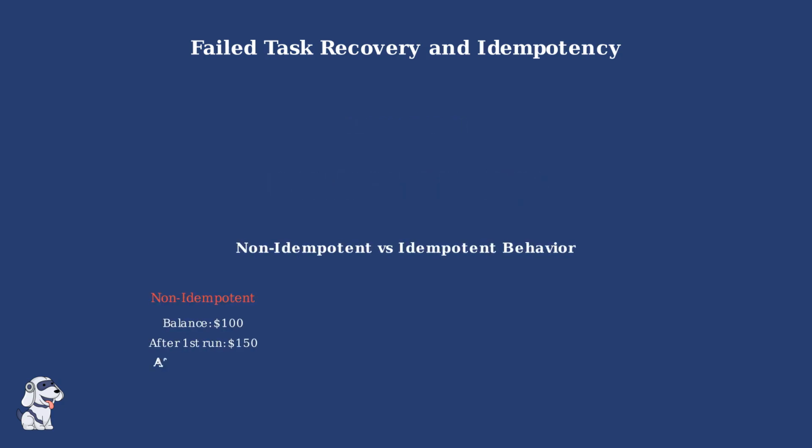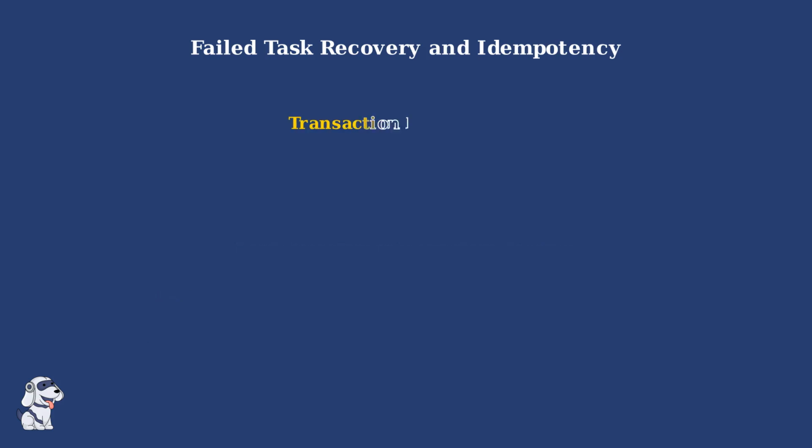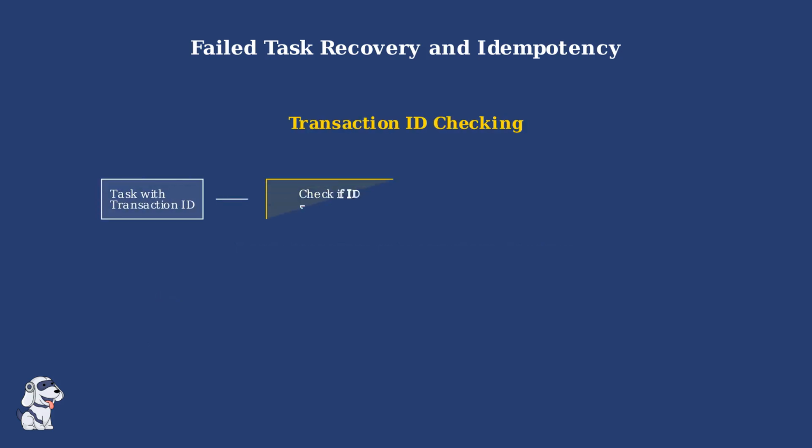A non-idempotent handler might add $50 to an account balance each time it runs. If the task retries, the customer gets charged multiple times. In contrast, an idempotent handler checks if the transaction has already been processed. If it finds an existing transaction ID, it simply returns without making changes, ensuring the same final result regardless of retry attempts. The most common approach to achieving idempotency is through transaction ID checking.